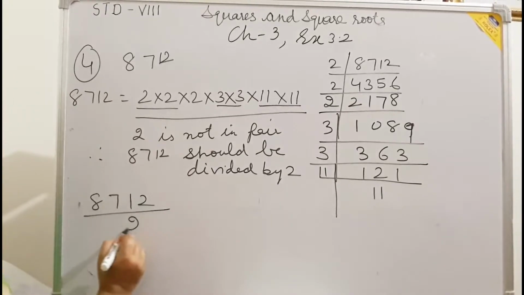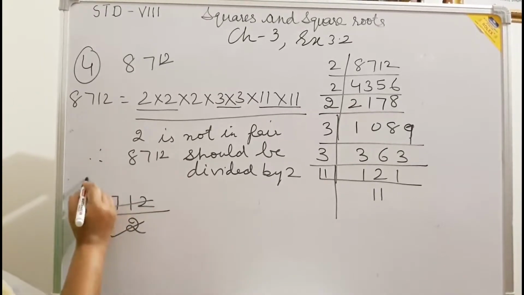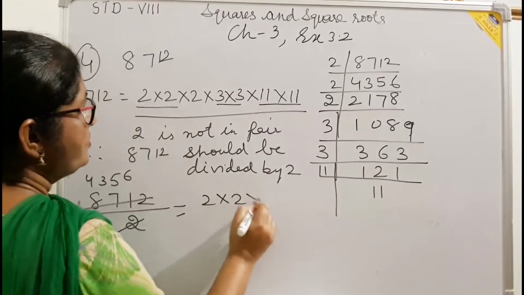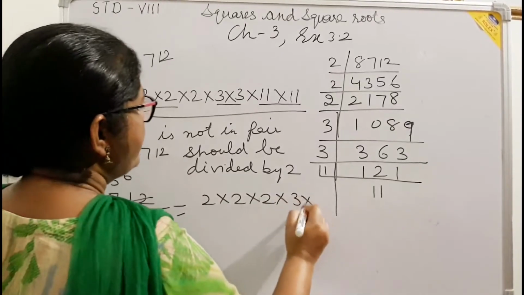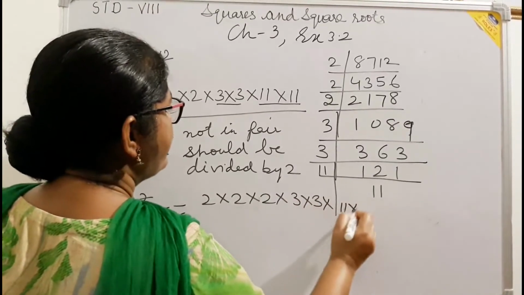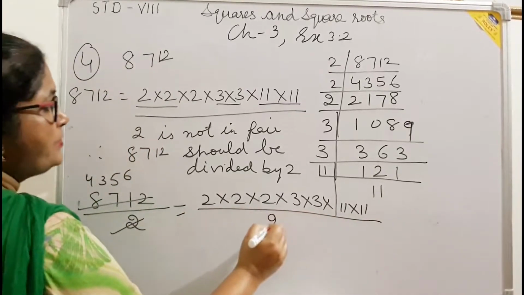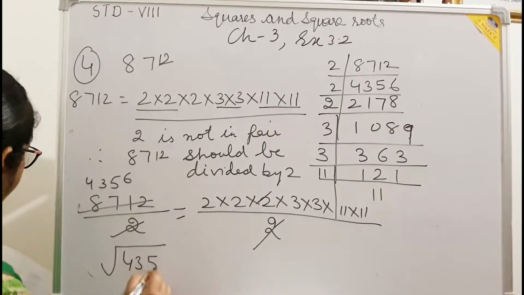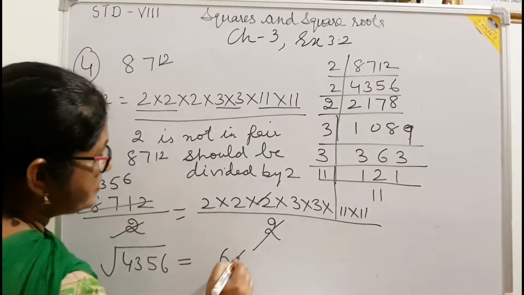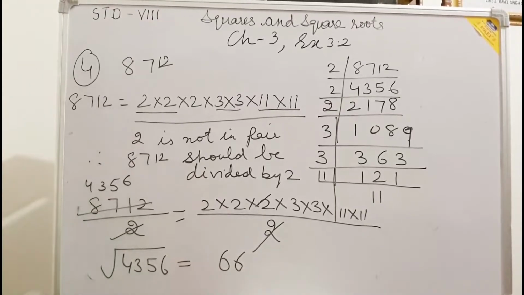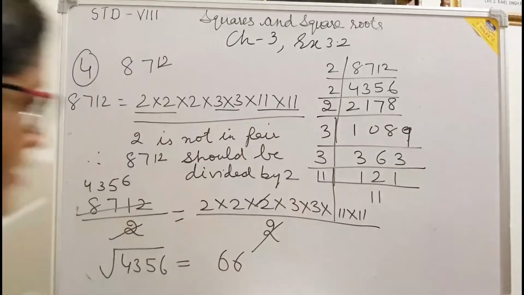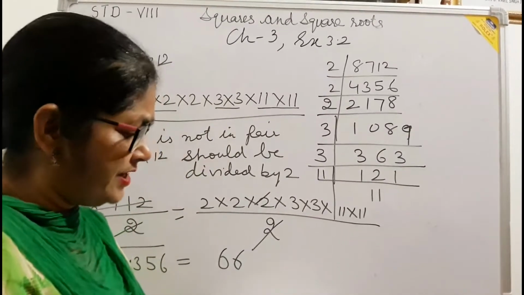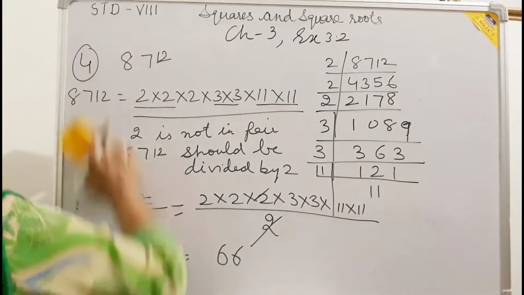Now the resulting answer is 8712 over 2, which is 4356. It means 2 multiply 2, 3 multiply 3, 11 multiply 11, divided by 2. So the square root of 4356 is equal to 66. Yes. Now students, you can do question number 5 the same way.